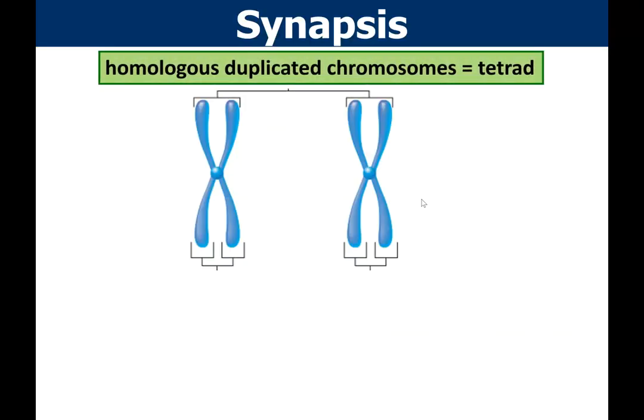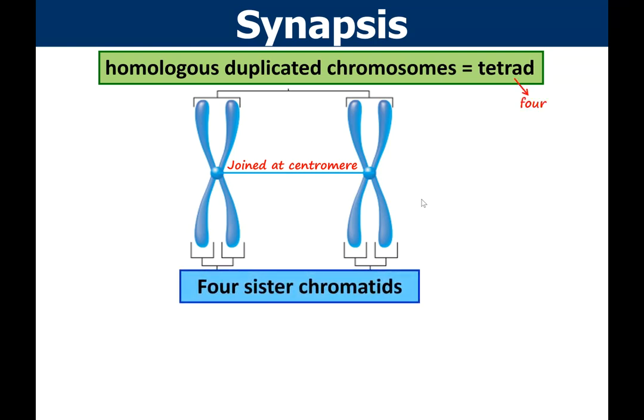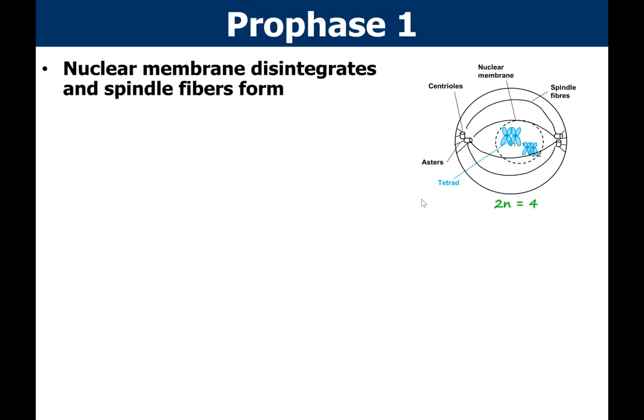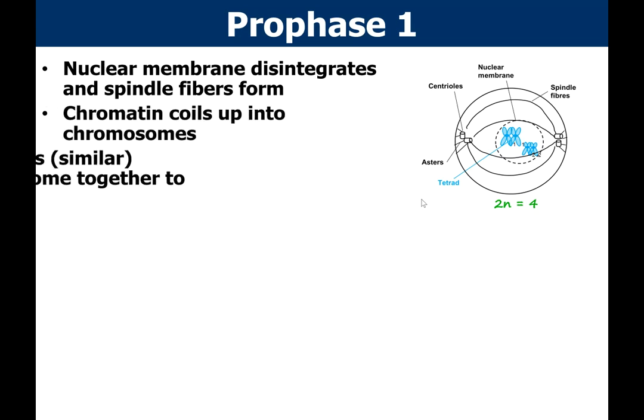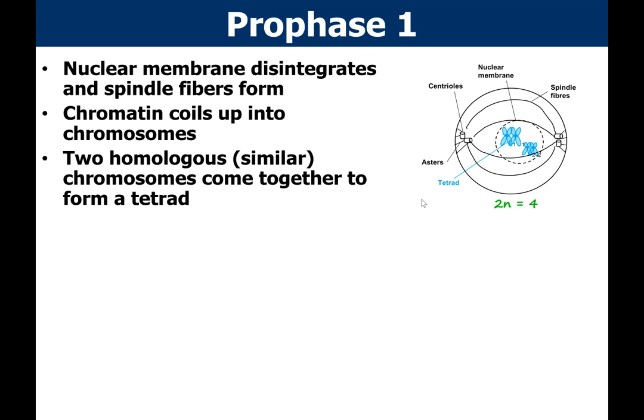Synapsis in prophase I is when the homologous duplicated chromosomes join at the centromere to form a tetrad. Tetra means 4. There are 4 sister chromatids joined together. In prophase I, the nuclear membrane disintegrates and the spindle fibers form. The chromatin coils up into chromosomes. 2 homologous or similar chromosomes come together to form a tetrad. This process is called synapsis.